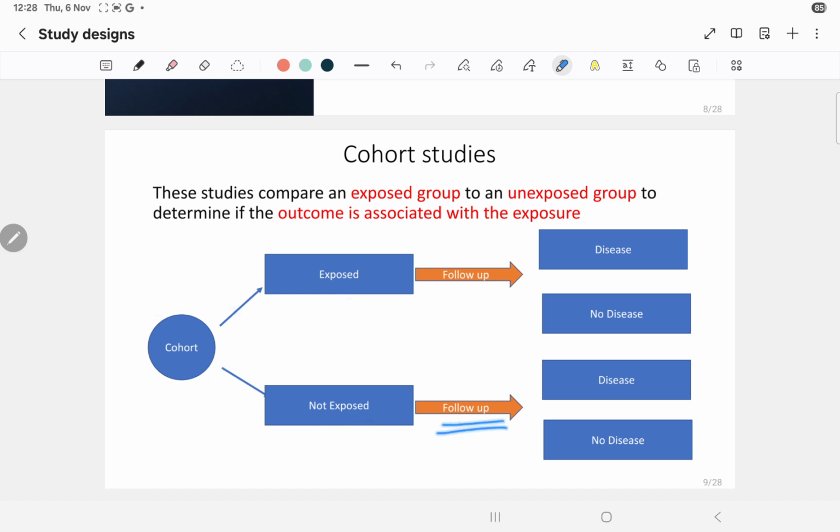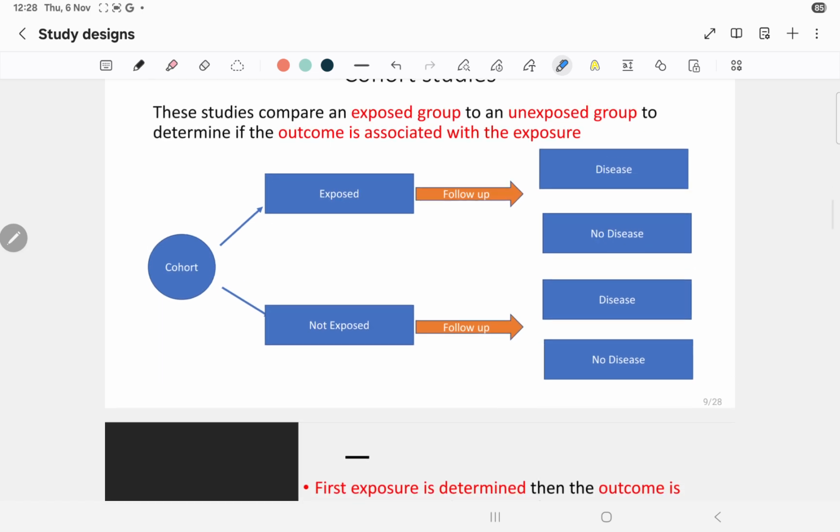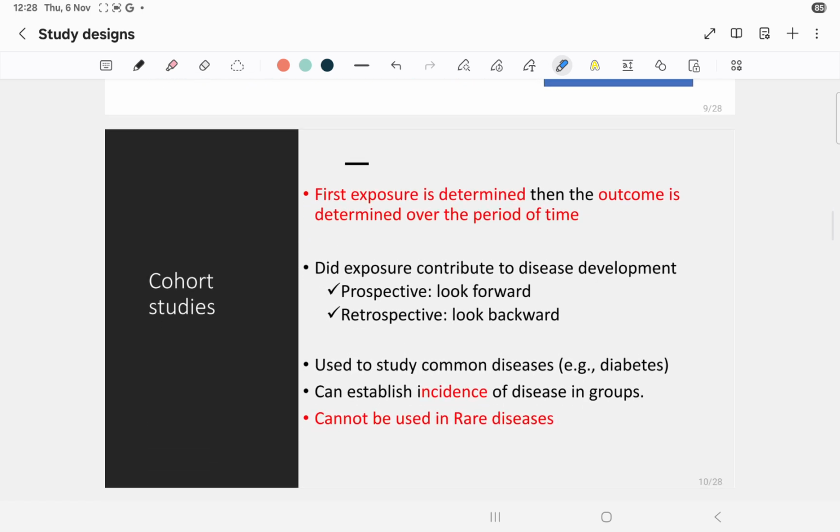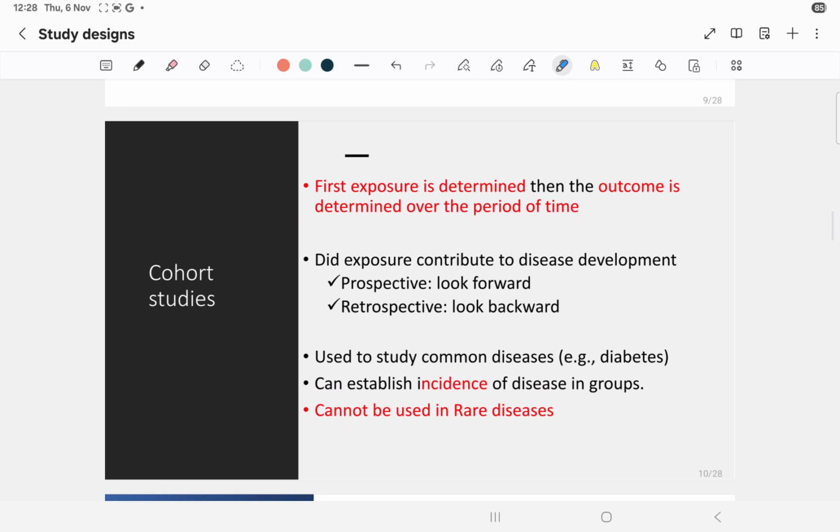We follow up with these patients over a period of time and see how many individuals in the exposed group, that is smokers, develop the disease, and how many patients in the unexposed group develop the disease. Similarly, we will see how many youngsters in the exposed group don't develop the disease, and how many youngsters in the non-exposed group don't develop the disease, and we will gather this data. Okay. So what can we determine here? We can determine relative risk. I will discuss that. So first, exposure is determined in a cohort study, and then outcome is determined over a period of time.